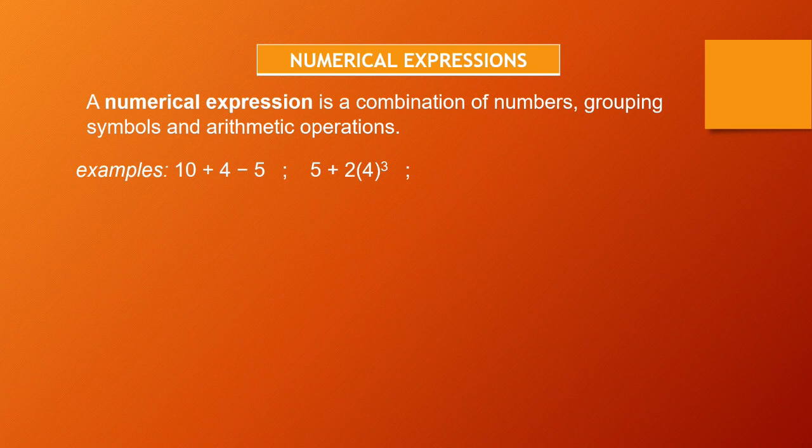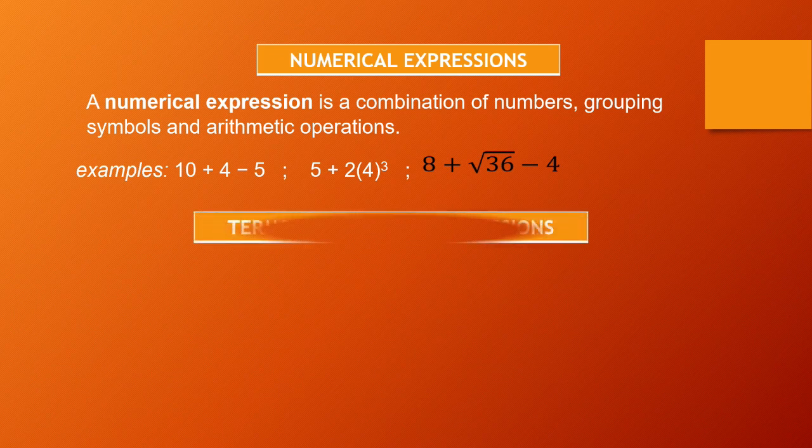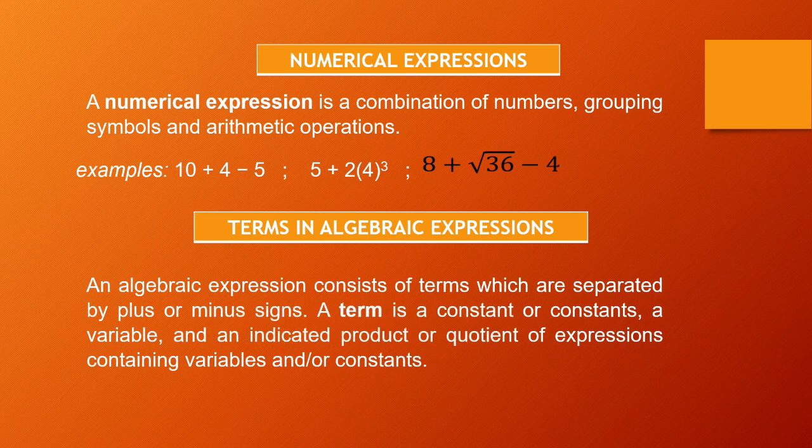An algebraic expression consists of terms which are separated by plus or minus signs. A term is a constant, a variable, or an indicated product or quotient of expressions containing variables and or constants.